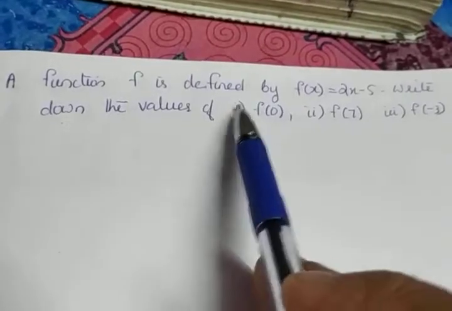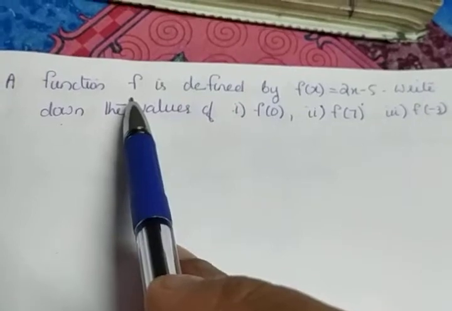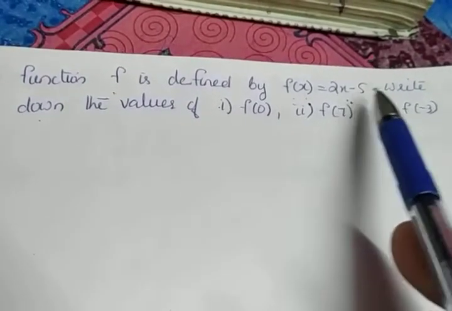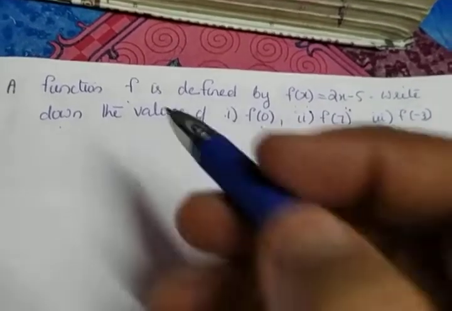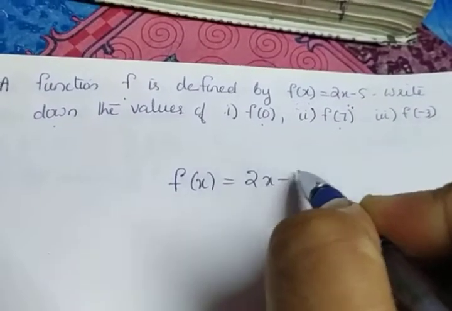Question. A function f is defined by f of x equal to 2x minus 5. It is clearly given that f is a function and the definition is f of x equal to 2x minus 5. Write down the values of f of 0, f of 7 and f of minus 3. So first we write the value of f of x. F of x is given as 2x minus 5.